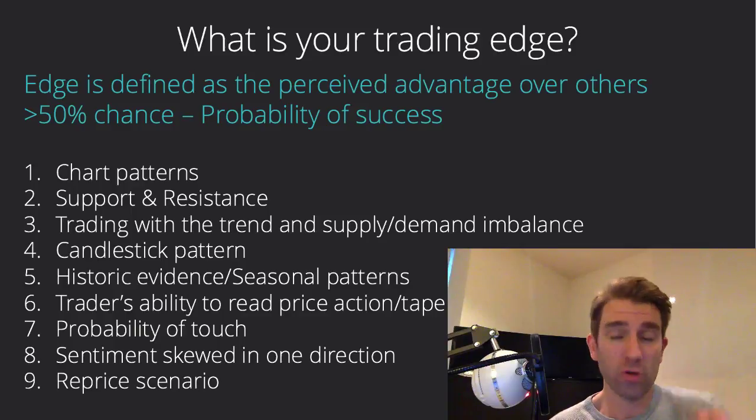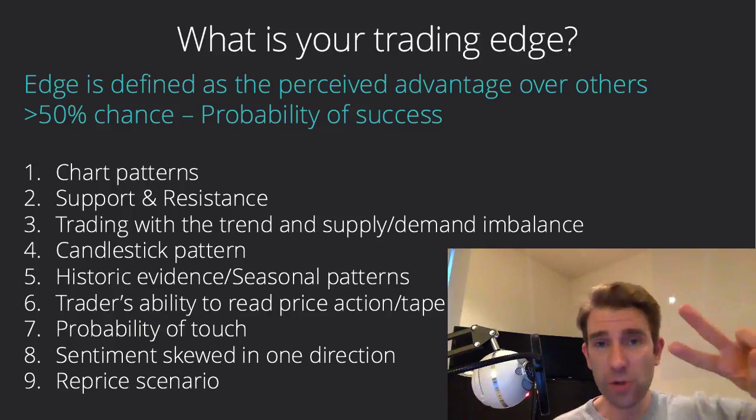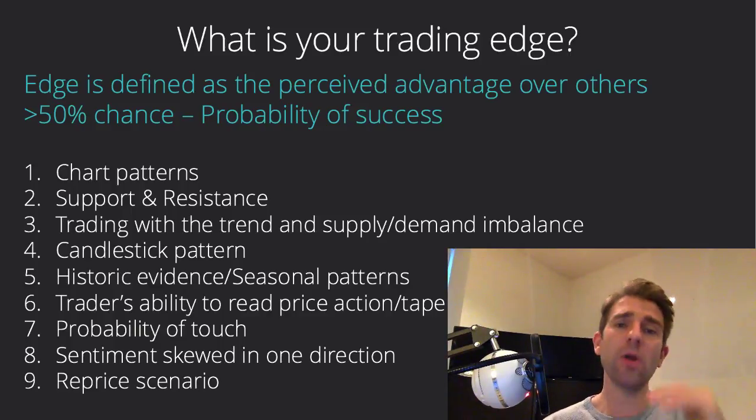If we look at chart patterns, we're doing technical analysis, and we can give ourselves a little bit better chance of success than if we were just picking buy or sell. Number 2, support and resistance. What I mean by this is a classical buy-at-support, sell-at-resistance trade.